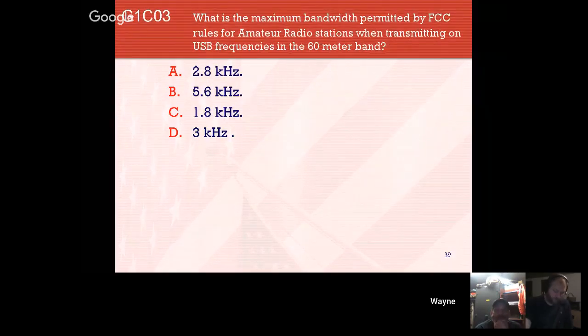What is the maximum bandwidth permitted by FCC rules for amateur radio stations when transmitting on USB frequencies in the 60-meter band? Again, that upper sideband signal is only going to be about 2.8 to 3 kilohertz wide, but your limitation is A, 2.8 kilohertz.